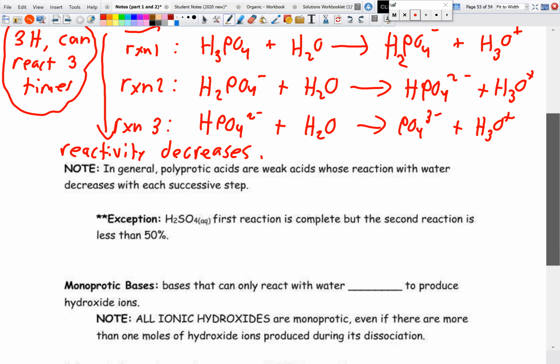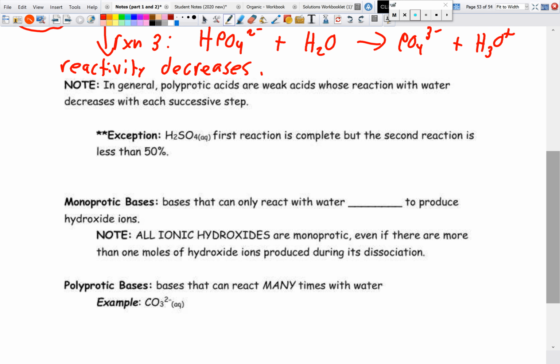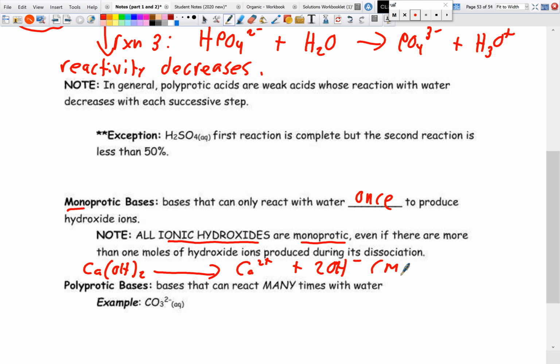Now, for a monoprotic base, these are bases that can react with water once. Remember, mono, one, protic, meaning proton. So these are bases that can react with water once to produce hydroxide ion. And all ionic hydroxides are considered monoprotic, even if there are more than one, mostly because it doesn't really matter. If you have CaOH2, its dissociation happens in one step. It's not a two-step process, it's just a single step. So that's why even something like calcium hydroxide is considered monoprotic, because it's one step.